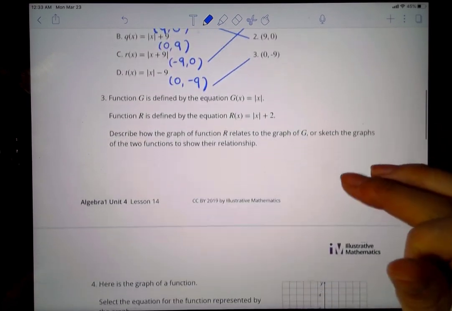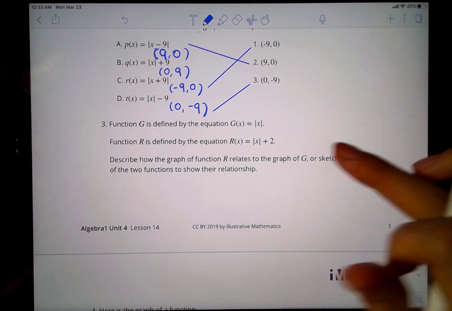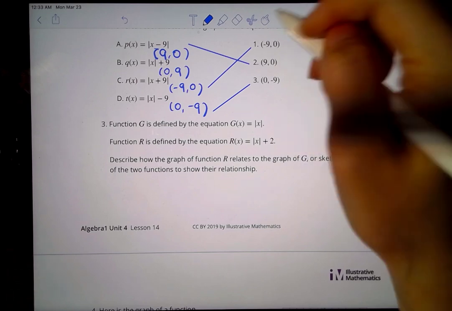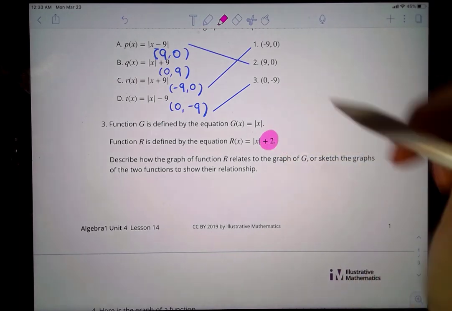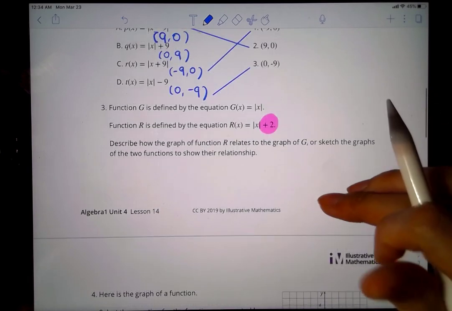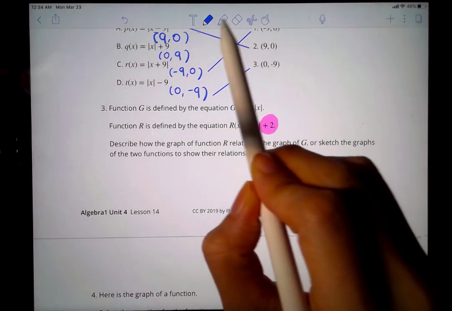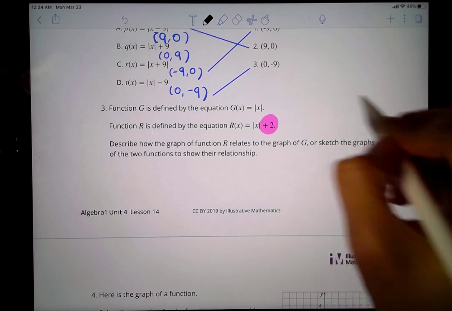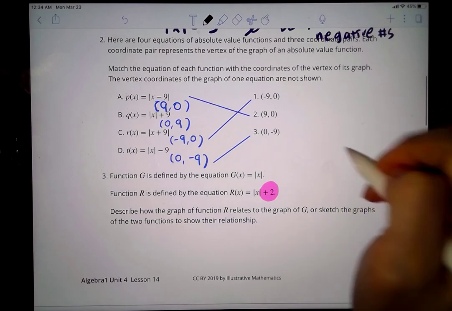And the function g is defined by the equation g of x is the absolute value of x. Function r is defined by the equation r of x is the absolute value of x plus 2. Do you see this? Plus 2, right? Describe how the graph of the function r relates to the graph of g, or sketch the graph of the 2 functions to show their relationship. So we need to sketch that. Let's do this. I'm gonna draw the graph here.